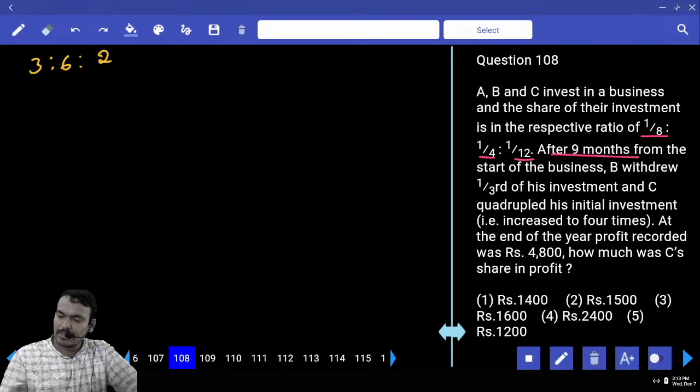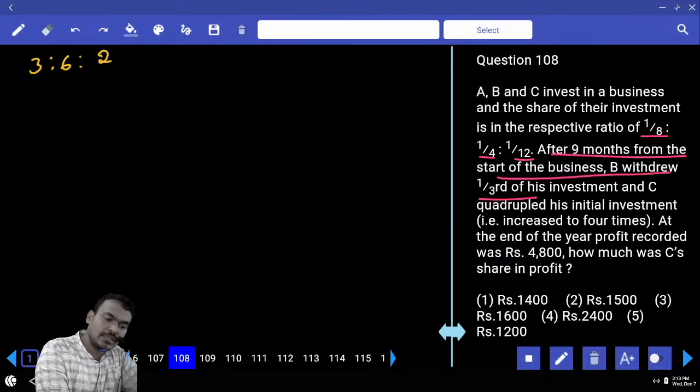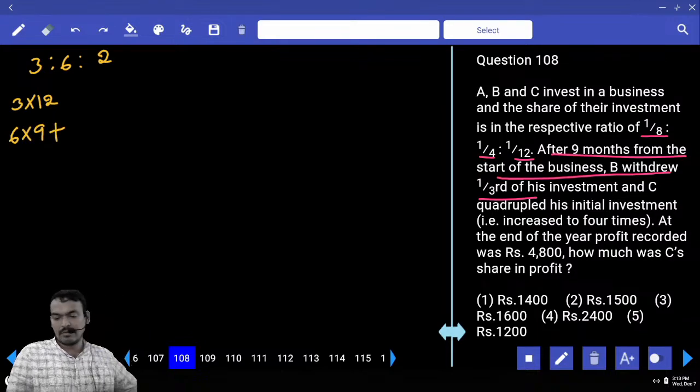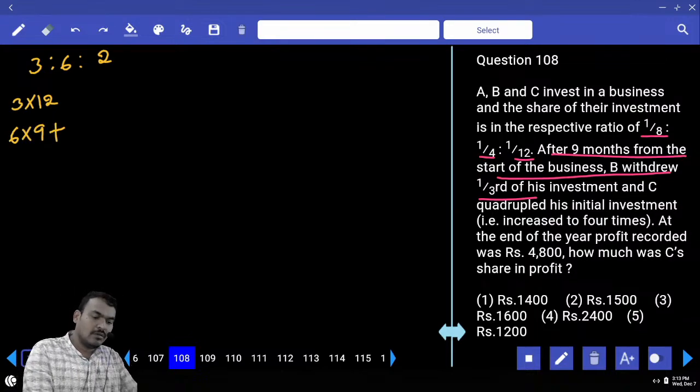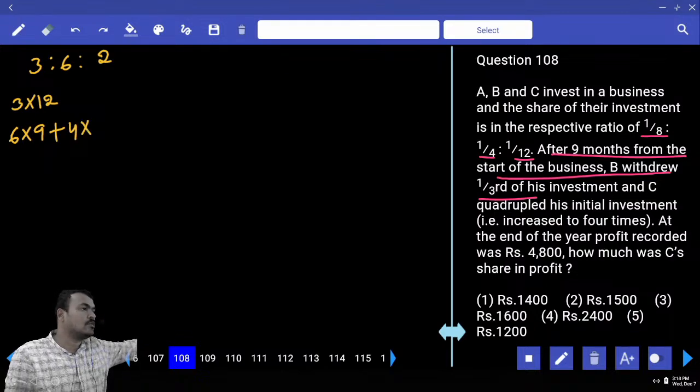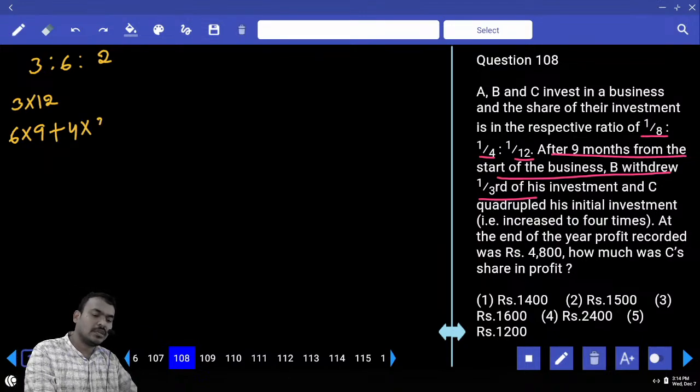But after 9 months from the start of the business, B withdrew 1/3. The first one, 3 parts, is used for 12 months. The second one, 6 parts, is used for 9 months. Out of these 6, 1/3 is withdrawn. What is the remaining? What is 1/3 of 6? 2. 6 minus 2 is 4. 4 parts are used for the remaining 3 months.